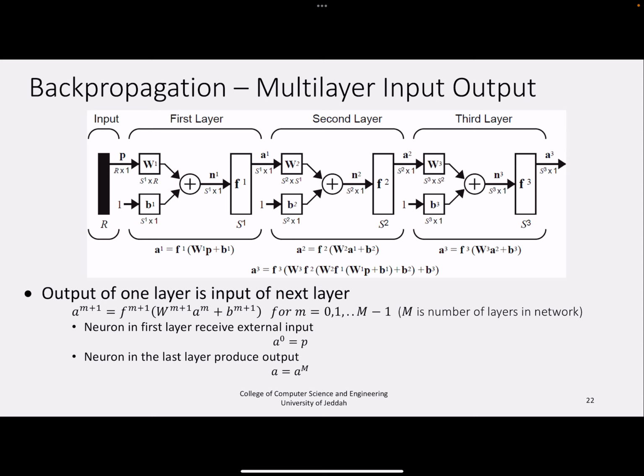So let's consider that we have a multi-layer artificial neural network, 3 layers in this case, and the output from one layer is the input to the next, with the input to the first layer, A0, being the external input, P, and the final output from the entire network, from the mth layer of the neural network, is also denoted by simply A, no superscript or anything.